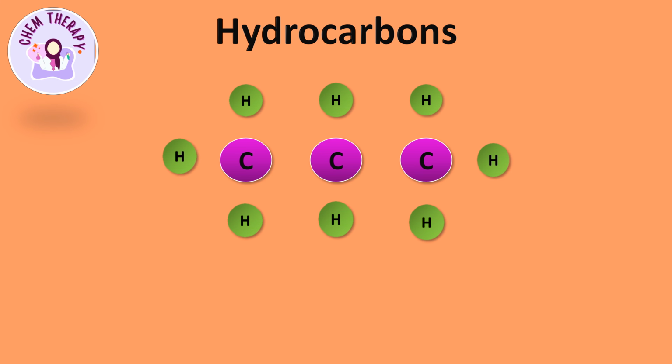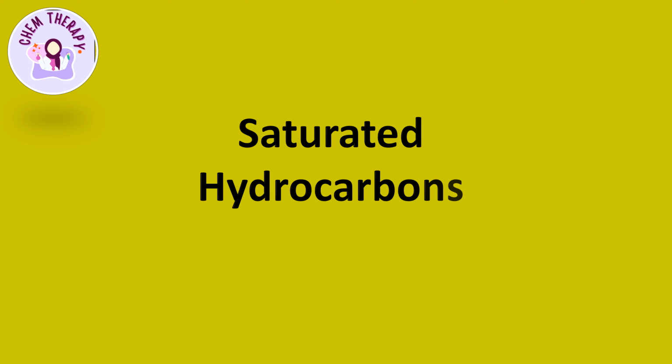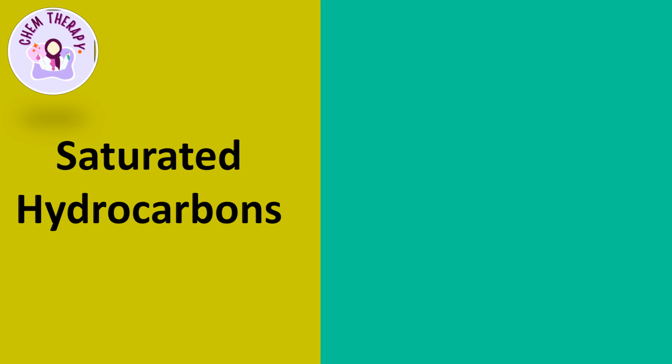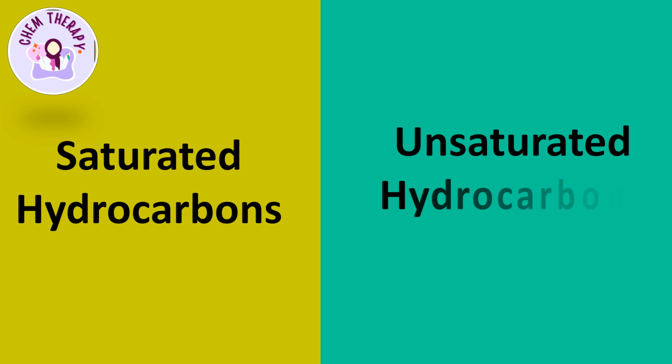Hydrocarbons are the compounds containing carbon and hydrogen, in which carbon atoms are bonded to other carbon atoms, and also with the hydrogen through covalent bonds. On the basis of types of covalent bonds between carbon atoms, they are of two types: saturated hydrocarbons and unsaturated hydrocarbons.